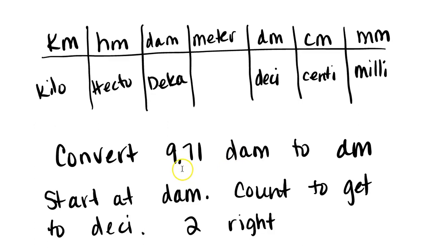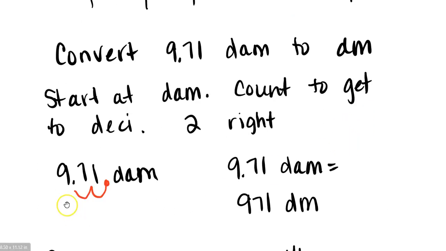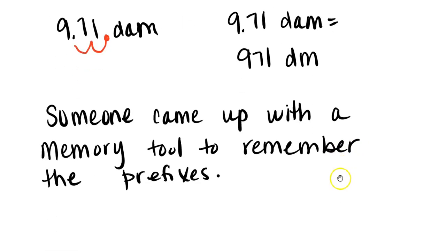Convert 9.71 decameters to decimeters. So start at decameters, and we need to go to deci. That's 1, 2 to the right. So take that decimal and go 1, 2 to the right. So 9.71 decameters is 971 decimeters.